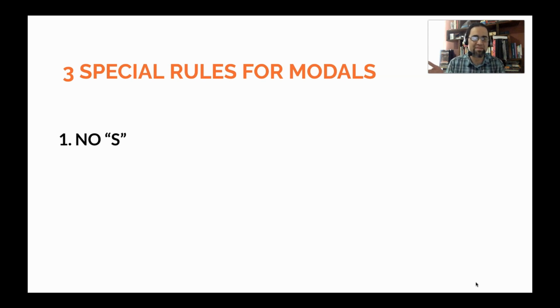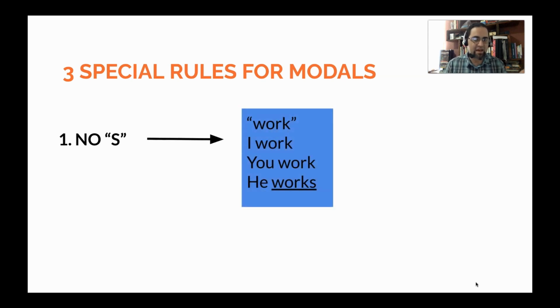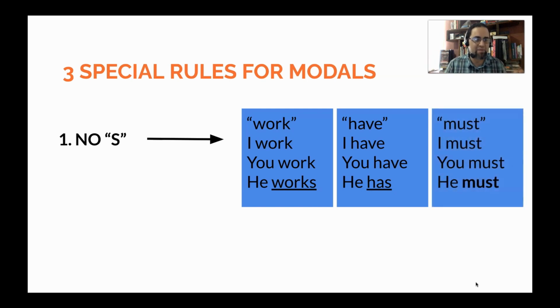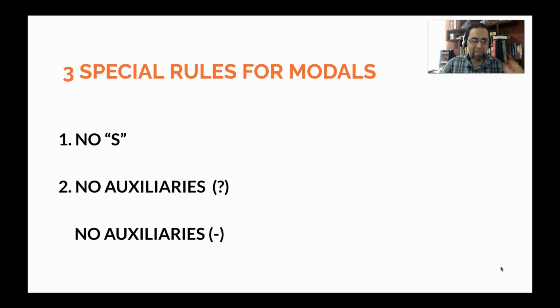For example, one of them is the S. Modal verbs don't need the extra S for the third person. Let's take a very standard verb, work. You say I work, you work, he works. But for modal verbs, that's not the case. Another example is have. You say I have, you have, he has. You see there's a change in the third person, he, she, it. But with modal verbs, that's not the case. You say I must, you must, he must. The verb doesn't change. Even in third person, in present, it doesn't change.